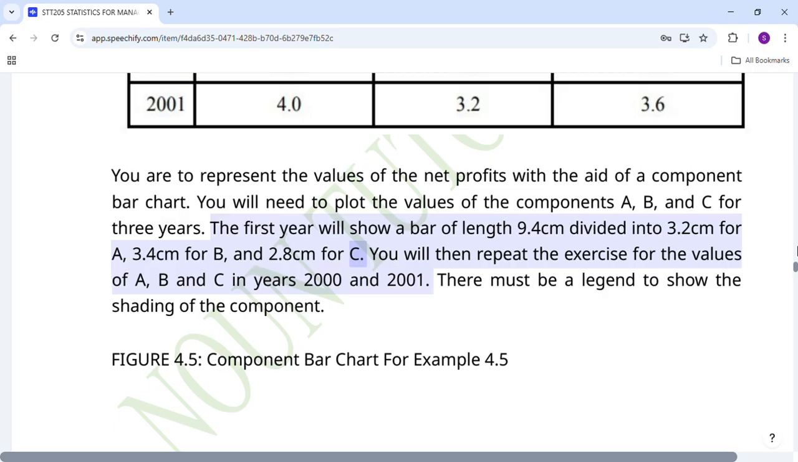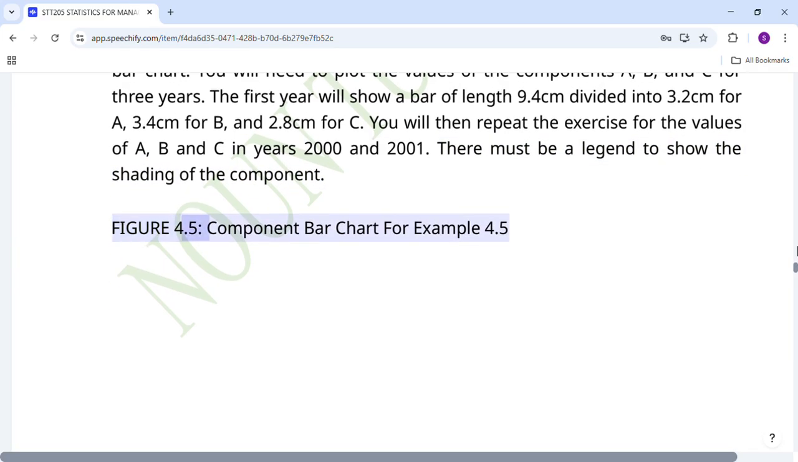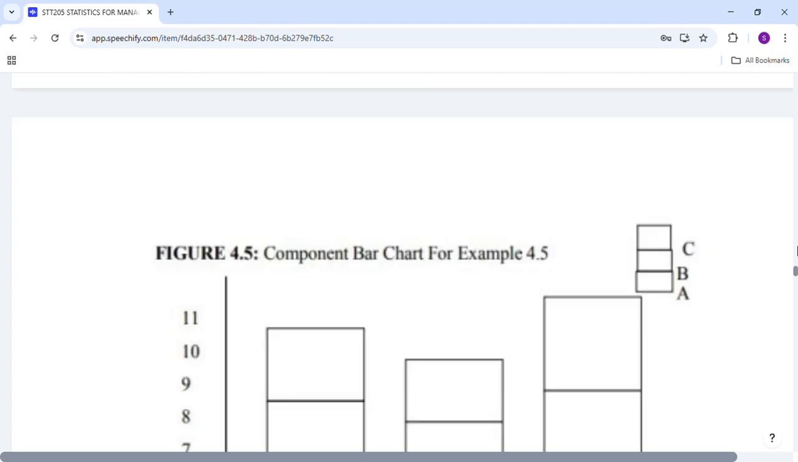You will then repeat the exercise for the values of A, B and C in years 2000 and 2001. There must be a legend to show the shading of the component. Figure 4.5, component bar chart for example 4.5. Multiple bar chart.